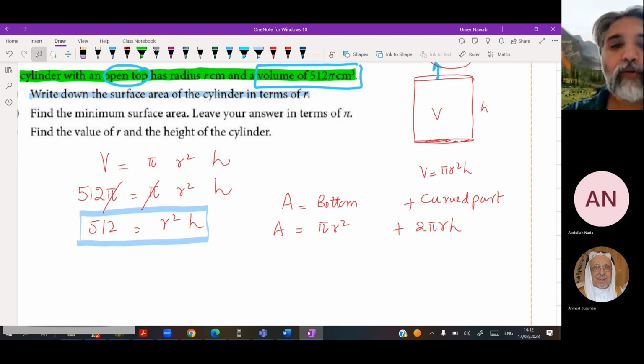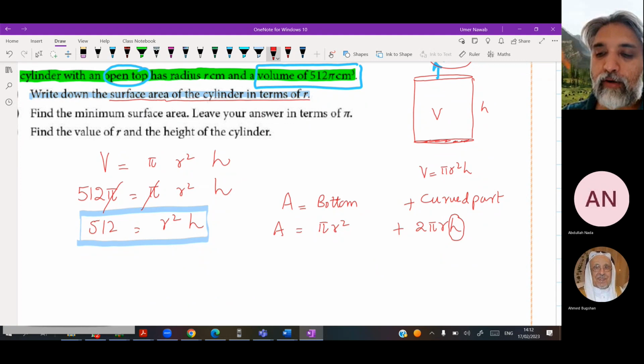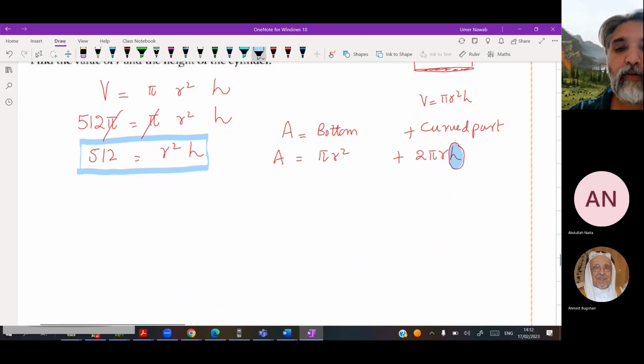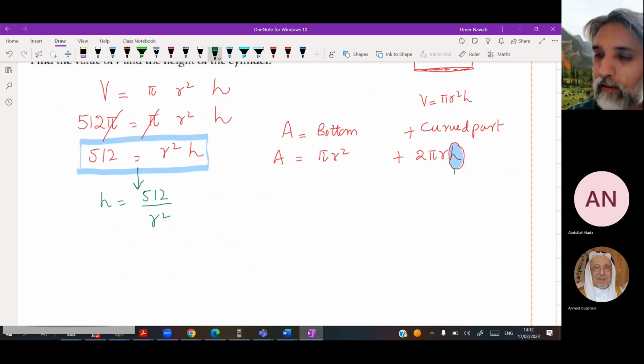We need to write, according to the examiner, the surface area in terms of R. You can check the area which I wrote here, it is not in terms of R only, it is in terms of R and H. How can I get rid of this H? Do I have any relationship which can convert H into R form? The answer is yes. From the volume, you can easily make H the subject. So H will become equal to 512 over r squared. Can I plug it here?